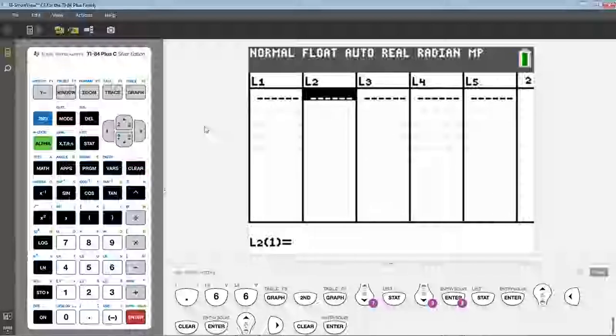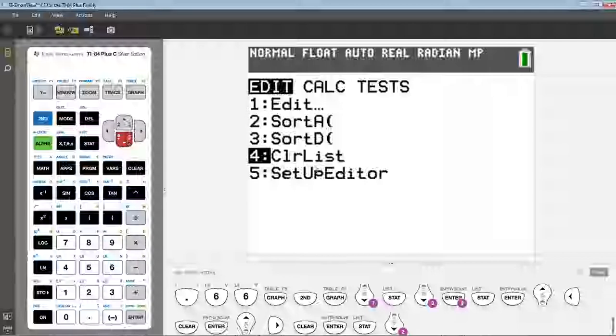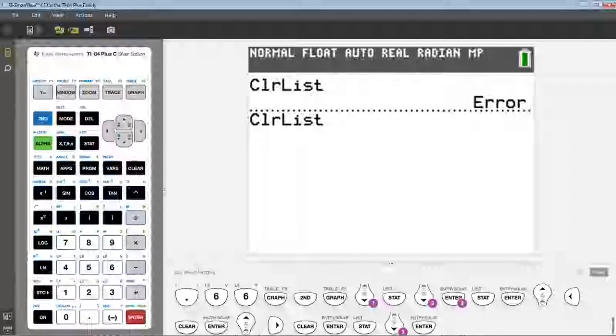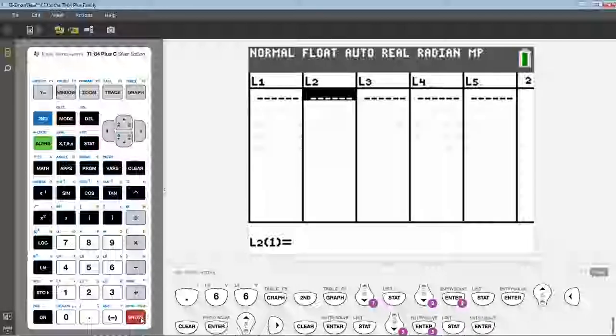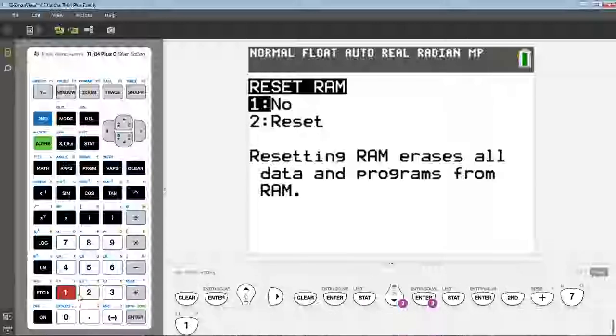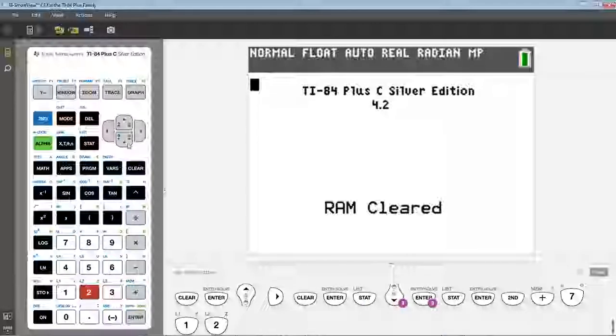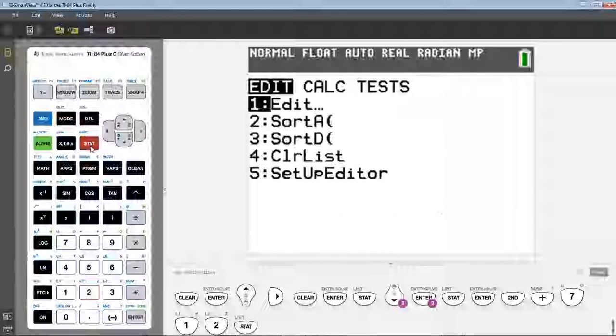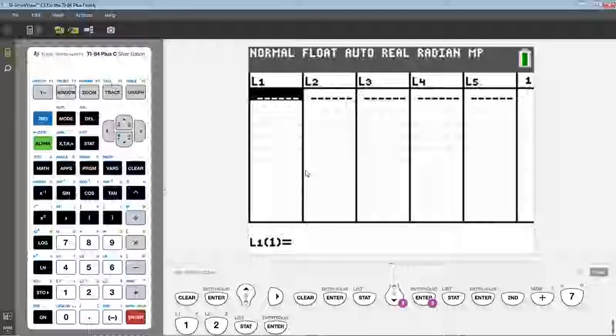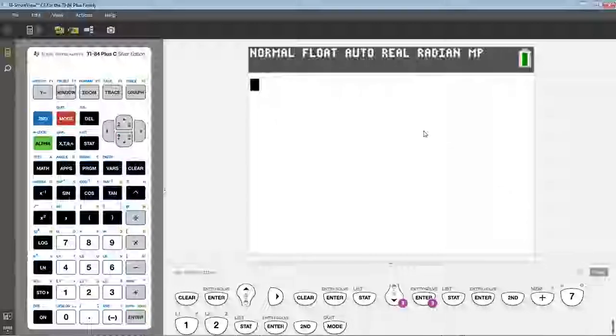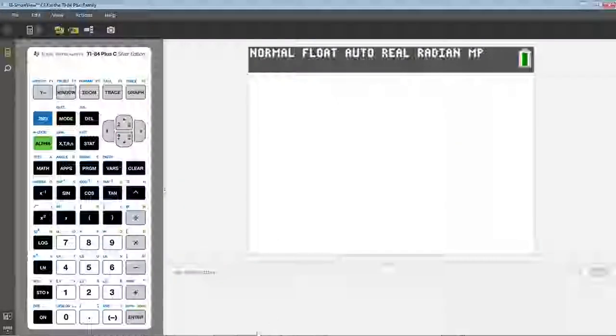Now, if this didn't work for you, like when I clicked clear list and it gave an error, and you still have data in these columns and you don't know what to do, just reset the machine. Second plus 7, 1, 2. Remember that key sequence, or just turn your calculator over and push the back of it and clear the RAM. And then when you go to stat edit, they'll be cleared. All right. So what I'll do now is just get us back. Let me clear the key history.